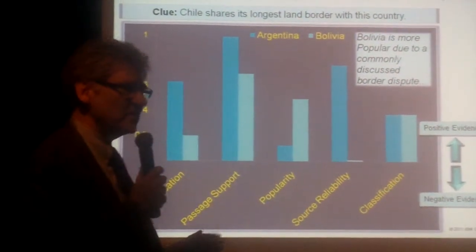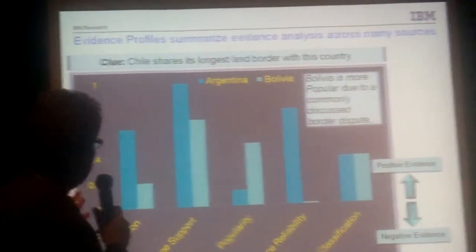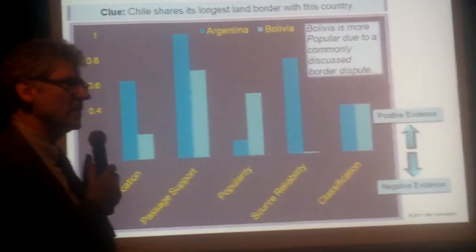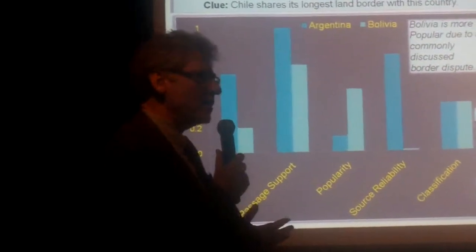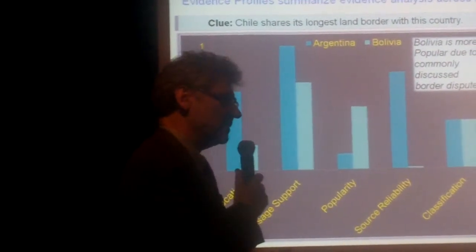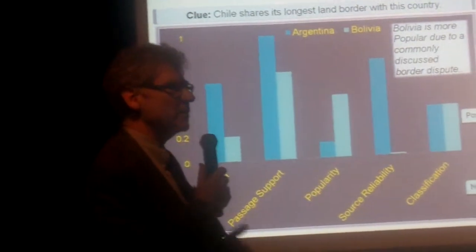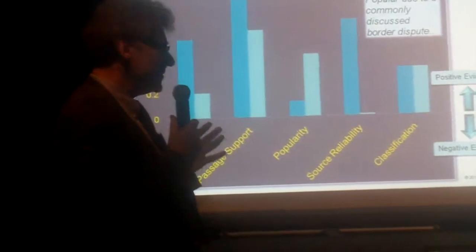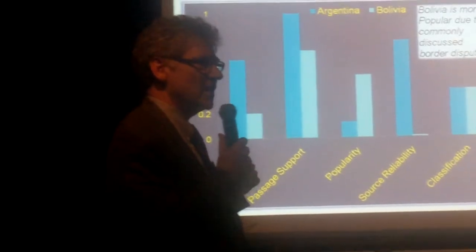This is just an illustration of how some of these features may play out in a given question. The question here is, Chile shares its longest land border with this country. Now, the answer is Argentina, but Bolivia was a strong contender. Why was that? It's just because some of the features favored Bolivia. Some of them favored Argentina. There happened to be a border dispute between the countries, which meant there was a lot written about the land border between the two. So it turns out when we ran on this question, Argentina did win, but Bolivia was very, very close behind.